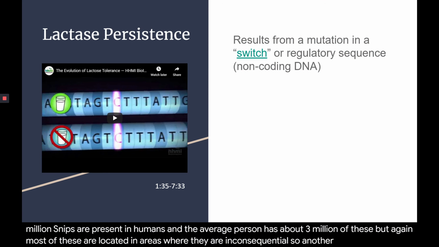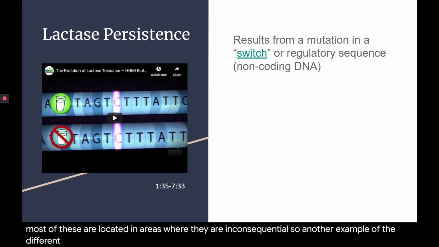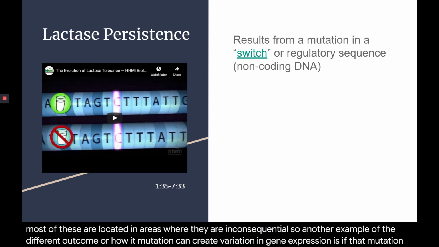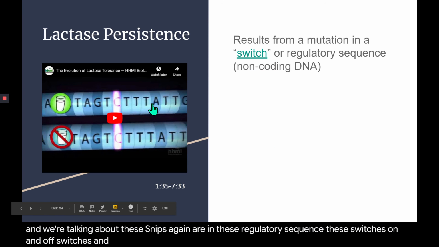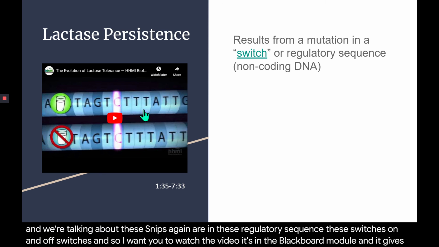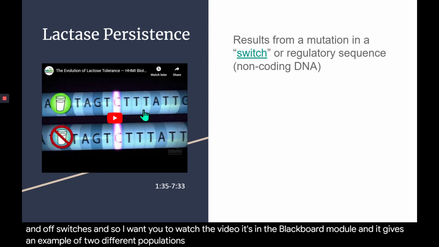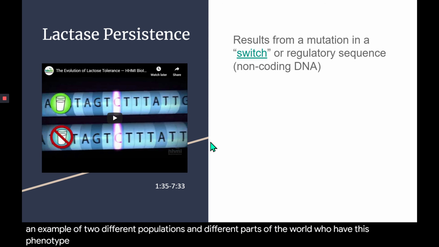So another example of the different outcome, or how a mutation can create variation in gene expression, is if that mutation, and we're talking about these SNPs again, is in these regulatory sequences, these on and off switches. And so I want you to watch the video. It's in the Blackboard module, and it gives an example of two different populations in different parts of the world who have this phenotype of lactase persistence. So they can drink milk as adults.